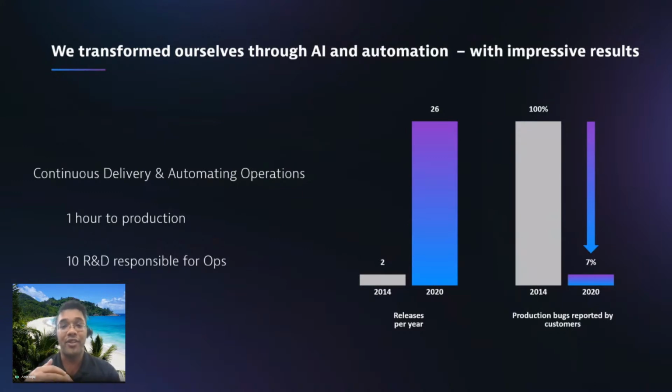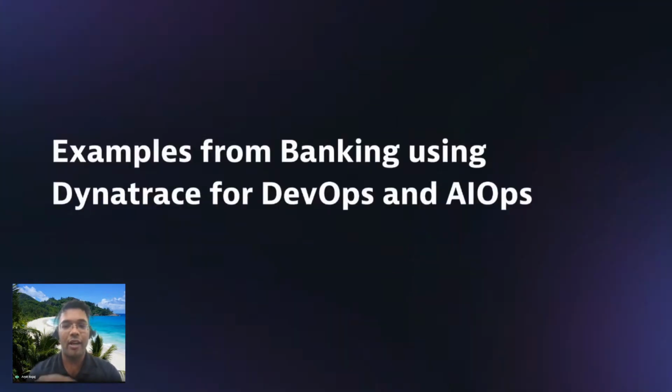And even though this velocity has increased, the actual production bugs that are being reported by customers has actually decreased by 93%. And I'll give you a couple of examples of how we've been able to help different clients using this approach. And we'll go through a live demo of how we've done this as well.